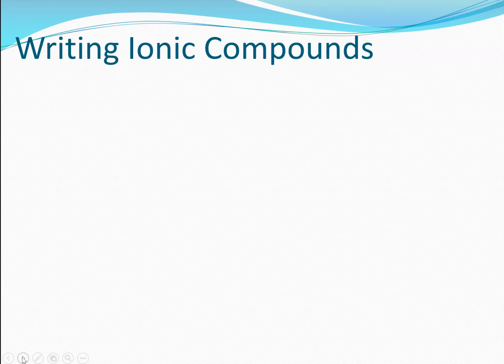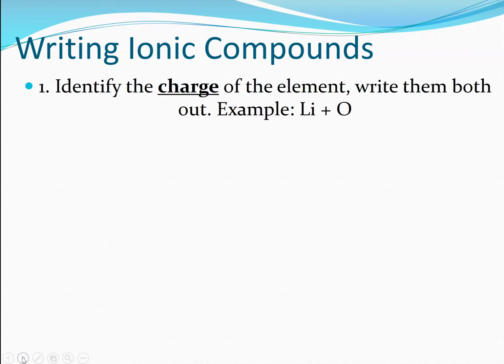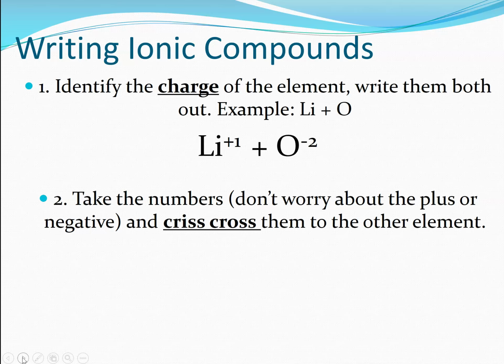Now, writing an ionic compound has its own set of rules. First, we're going to identify the charge of each element and write them both out. Today we're going to deal with lithium and oxygen. Lithium is a +1 oxidation number, and oxygen has a -2 oxidation number. That's what they're called. Next, we're going to take the numbers, not worrying about the plus or negative, and crisscross them to the other element.